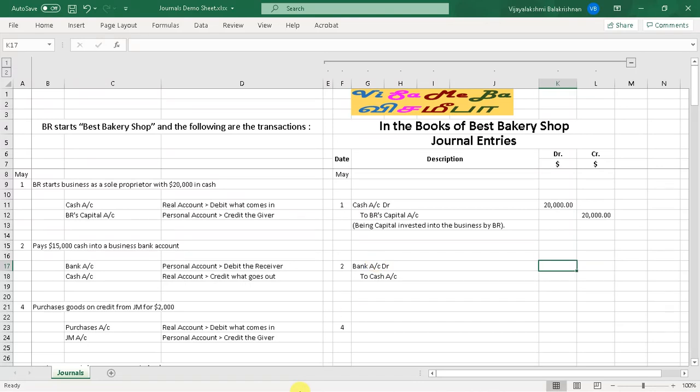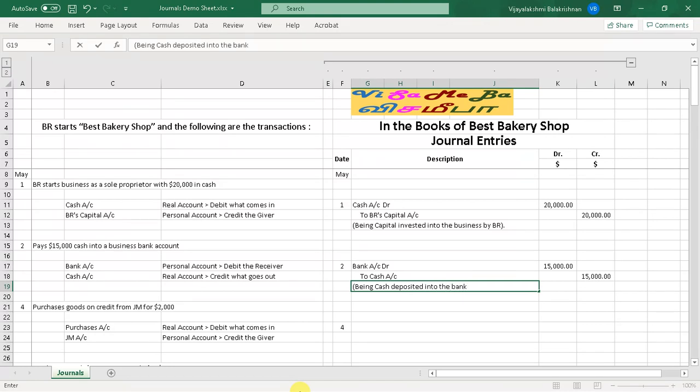So here, how much is he depositing? 15,000. 15,000. And the narration would be being cash deposited into the bank.